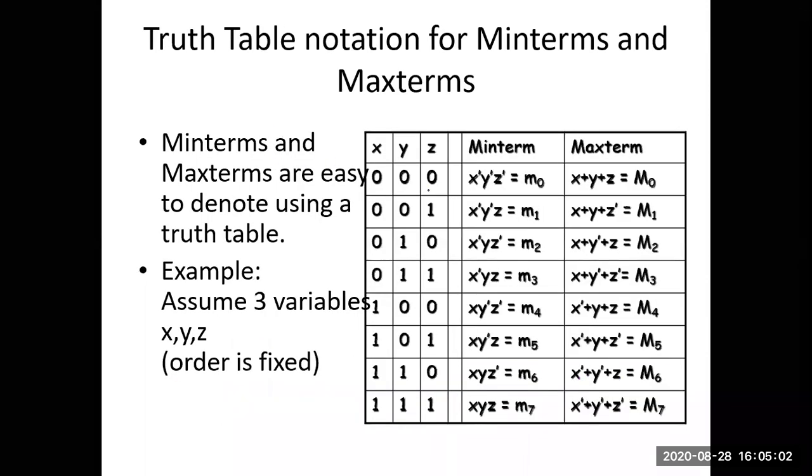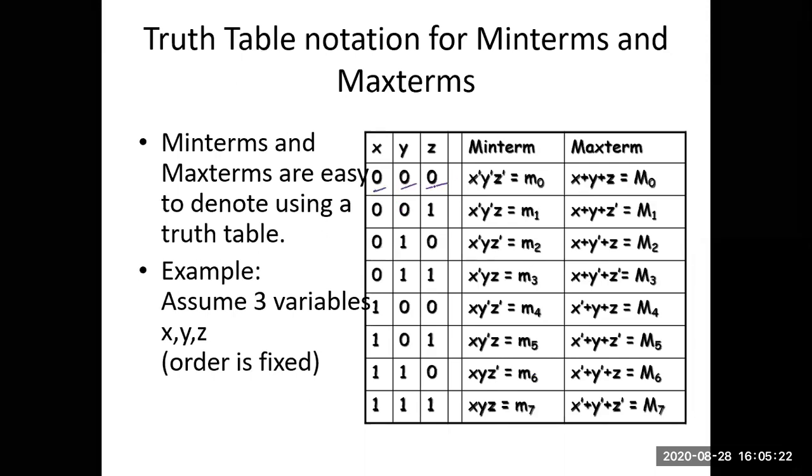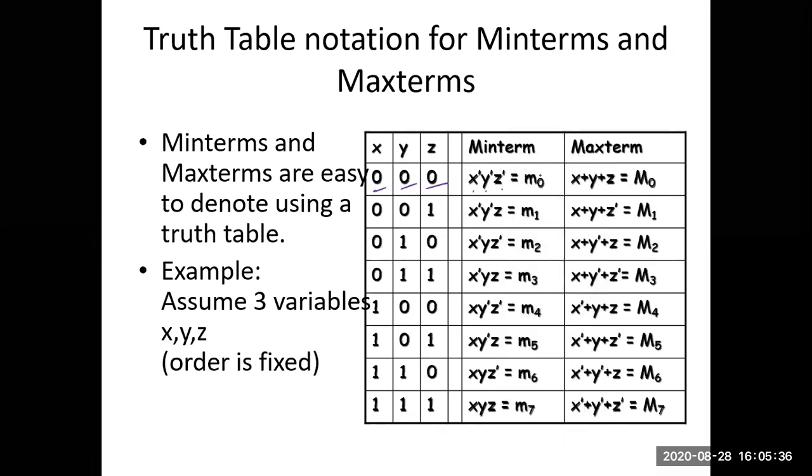Now if I consider x, y, z as my three variables, and this is my truth table for x, y, z, I can write all the individual combinations in minterm form and maxterm form. Suppose I want to write 0 0 0 as a minterm. The first 0 is x bar, the next 0 is y bar, and the next 0 is z bar. So you write x bar, y bar, z bar, and this is your minterm, and the value of j, the decimal equivalent, is 0.